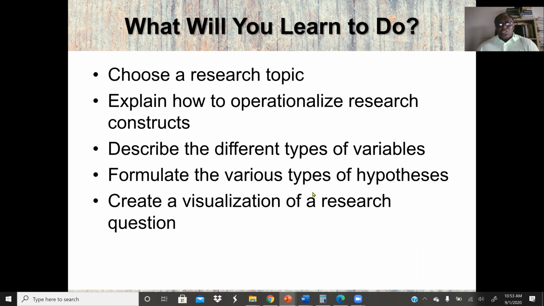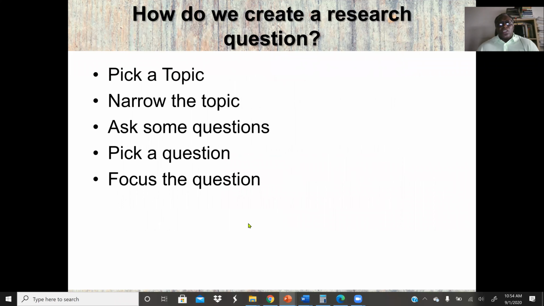Also, formulating various types of hypotheses. In statistics, we learn there are two types of hypotheses: the null hypothesis, which is H0, and the alternative hypothesis, which is HA. We're going to discuss the difference between the two. Then the last is to create a visualization of a research question. So here we start with: how do we create a research question?